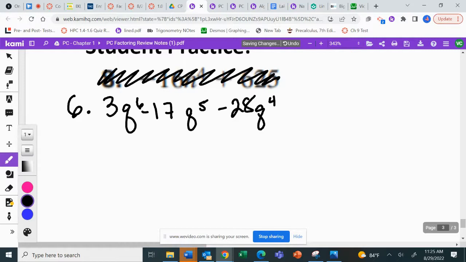Okay, so if you don't have the assignment open, you can just write this down in your notes and then copy it over later, or just try it later and check your answer with your notes. 3q to the 6th minus 17q to the 5th minus 28q to the 4th. I look for a GCF, and there is a GCF. However, it's only the q's. So I've got q to the 4th. Makes it easier.